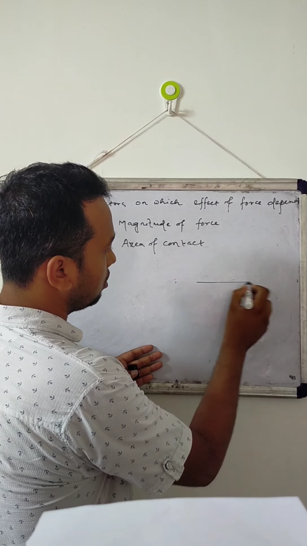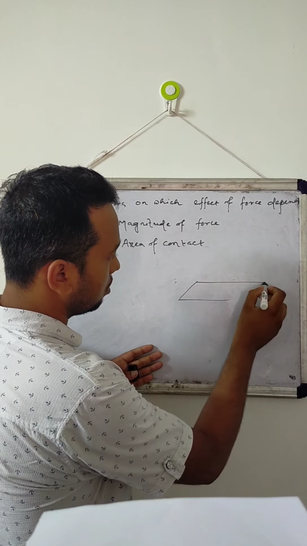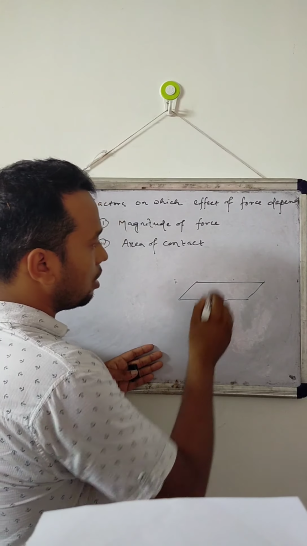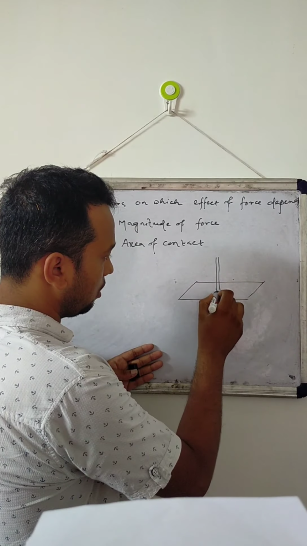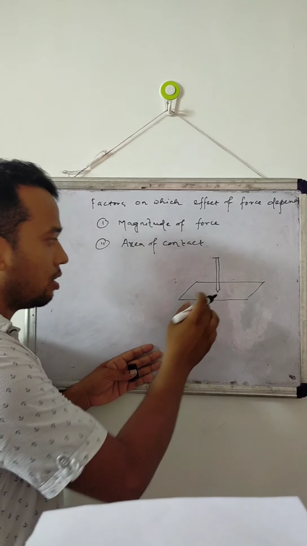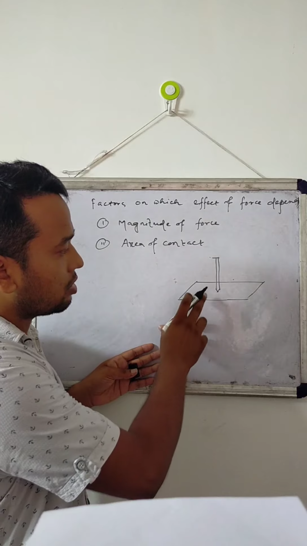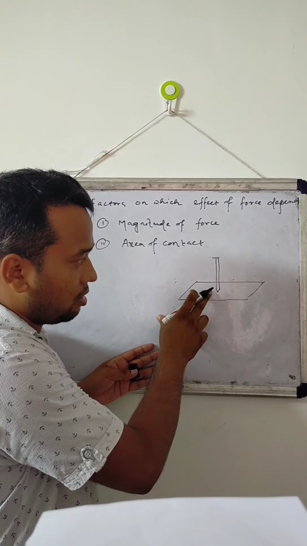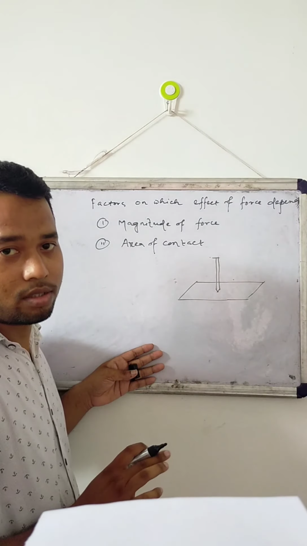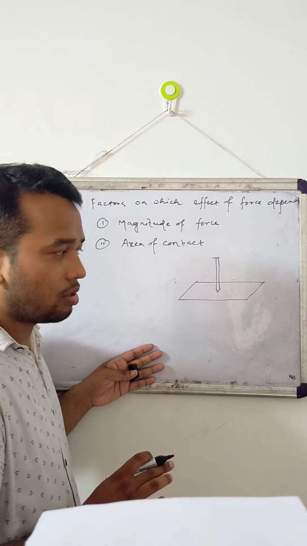Suppose this is a wooden surface. Now we need to put an iron nail in the surface. This is an iron nail. If we strike this iron nail with a hammer, then this iron nail will insert into the wooden surface.